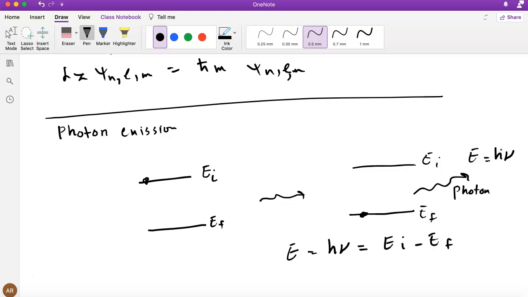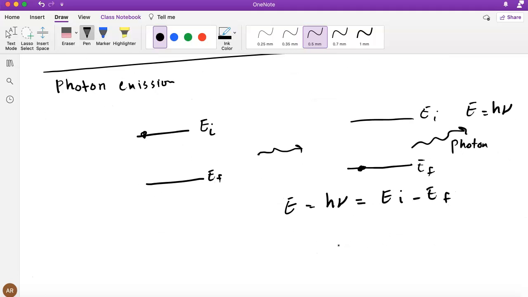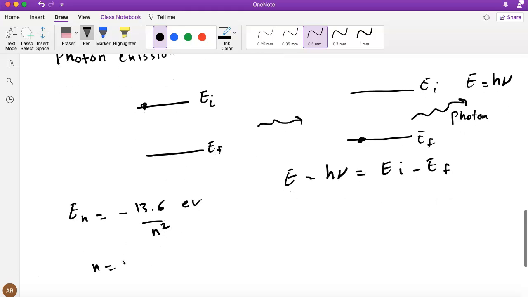So here the total energy is h nu plus E_F, photon plus atom. Here the total energy is E_I, the energy of the atom. There's no photon. And E_I must be equal to E_F plus h nu. Now, if these energies only take certain discrete values, in the case of hydrogen, E_n is minus 13.6 electron volt over n squared, where n is 1, 2, 3, etc. Well, that means that light emitted by this atom will only have certain frequencies, right?